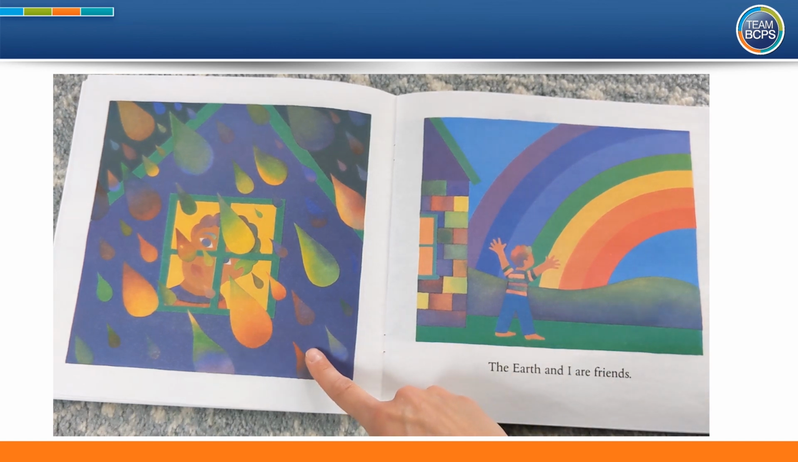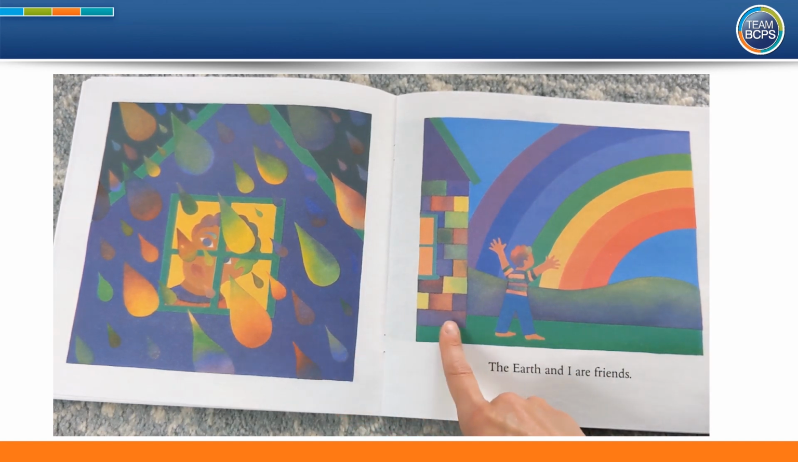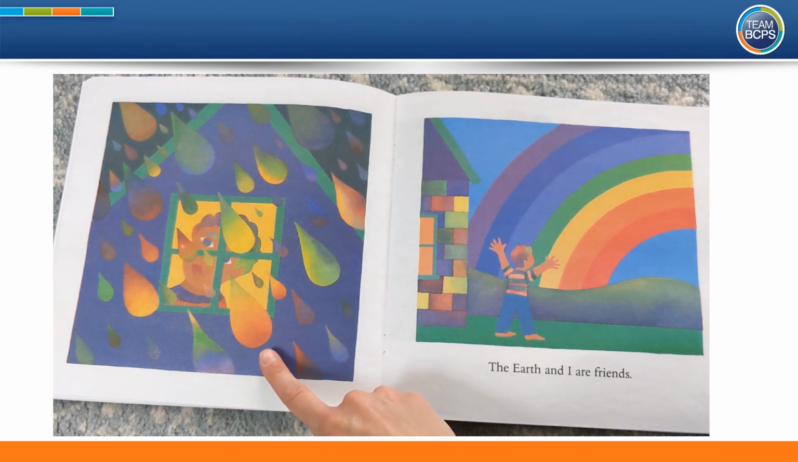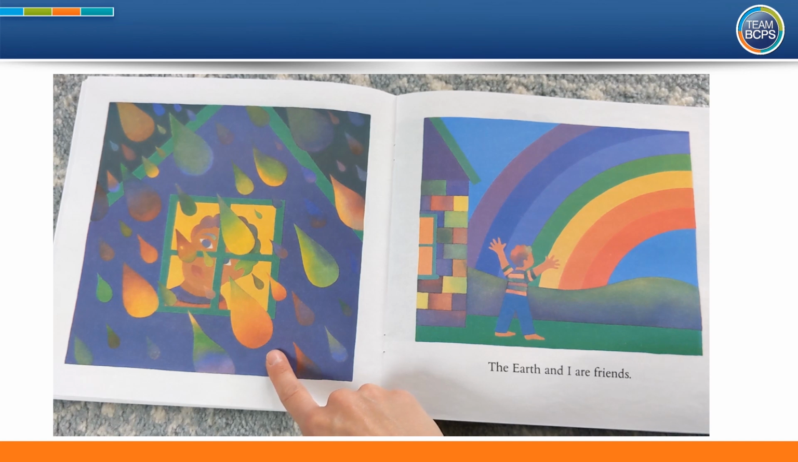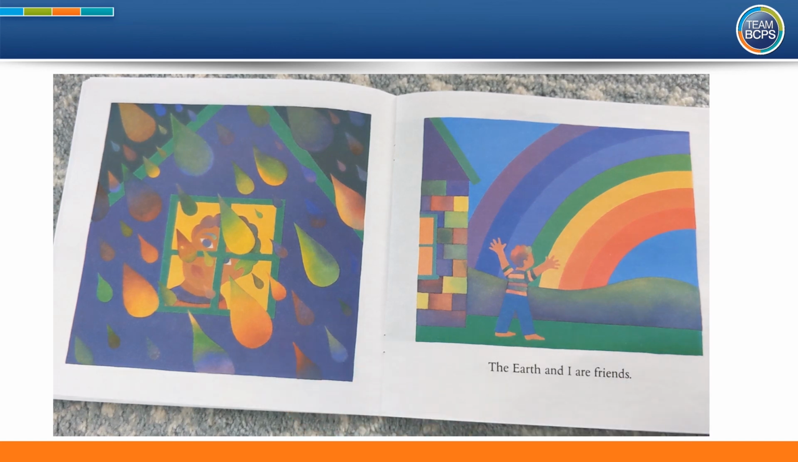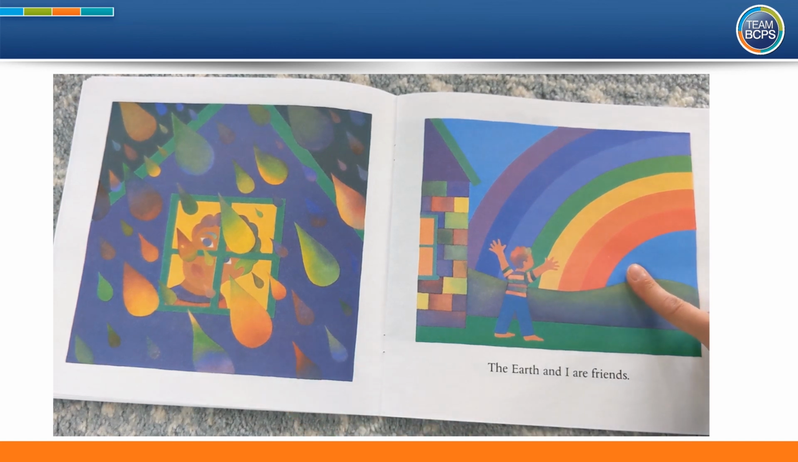As we look at the illustrations on these 2 pages, I notice that the child is using their sense of sight. As the child looks out this window, what do they see? That's right, they see the raindrops falling. As we look at the illustration on this page, we can see that the child is using their sense of sight to see a beautiful rainbow.